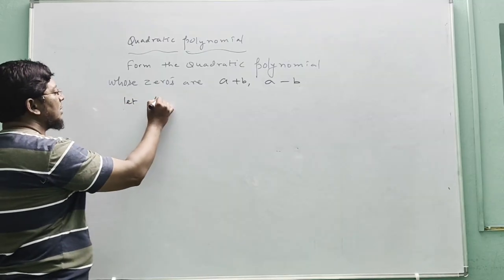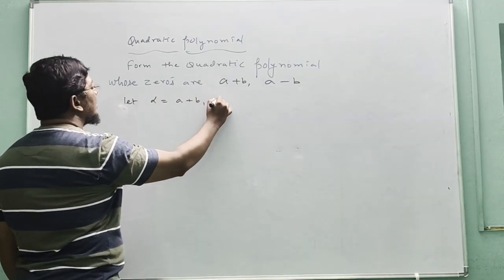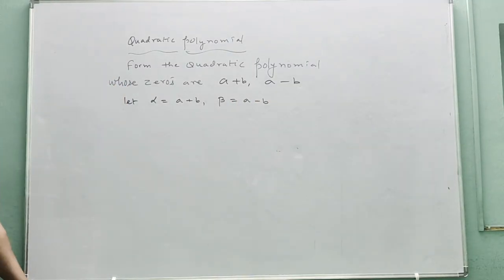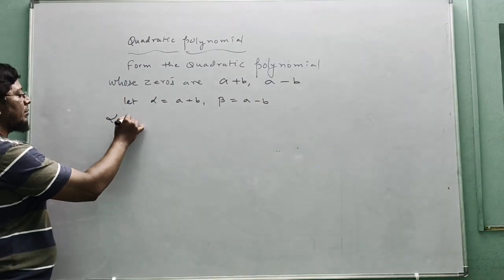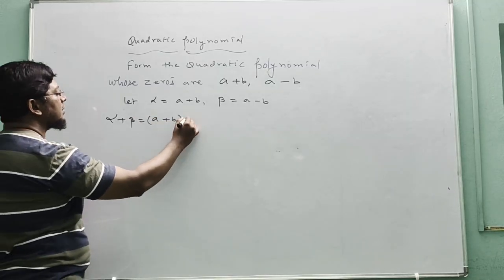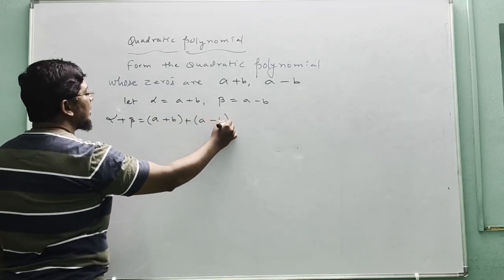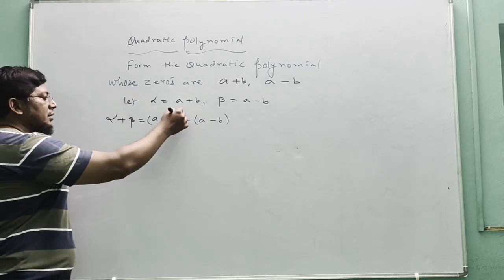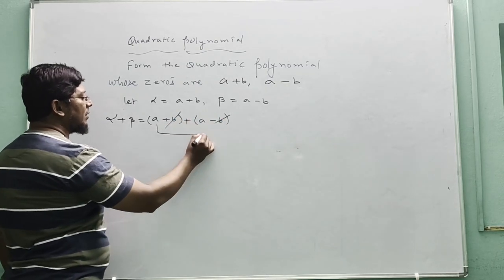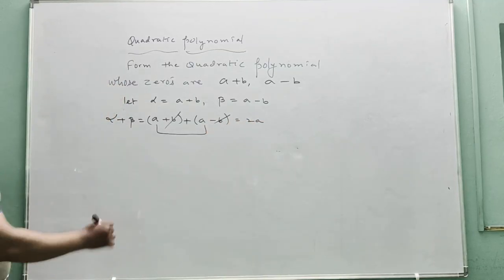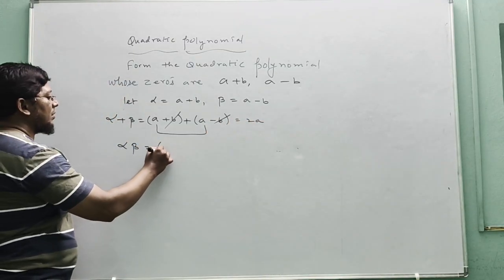We suppose alpha is equal to a plus b and beta is equal to a minus b. Then we add: alpha plus beta is a plus b plus a minus b. Opposite signs cancel, plus b minus b cancels, and we get 2a.